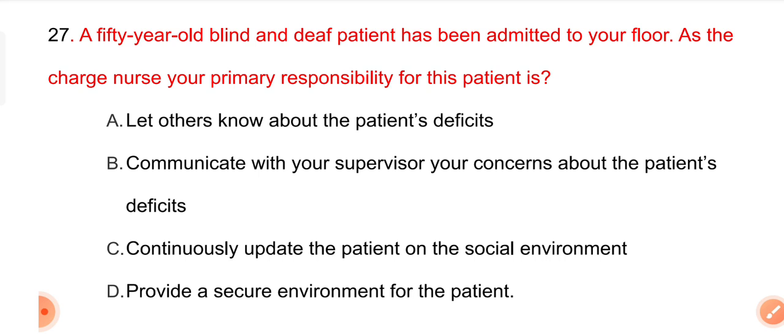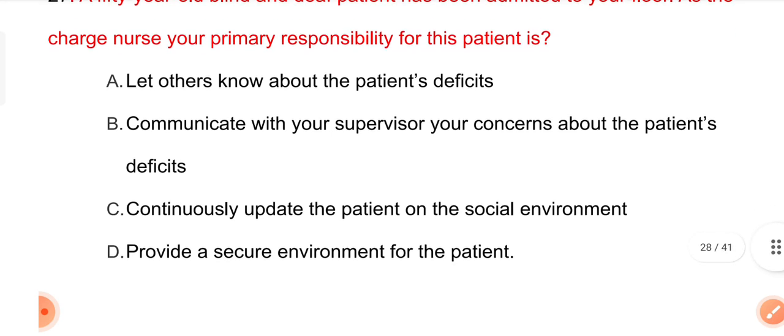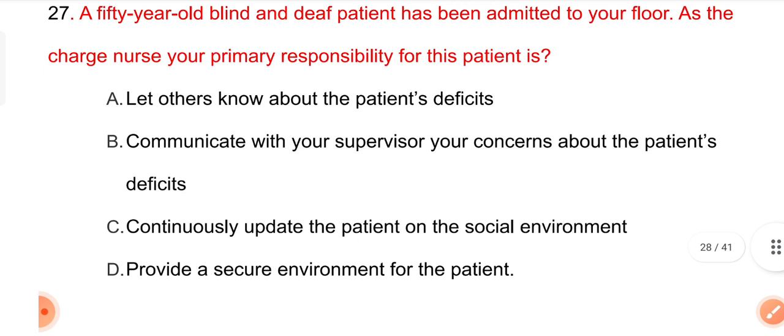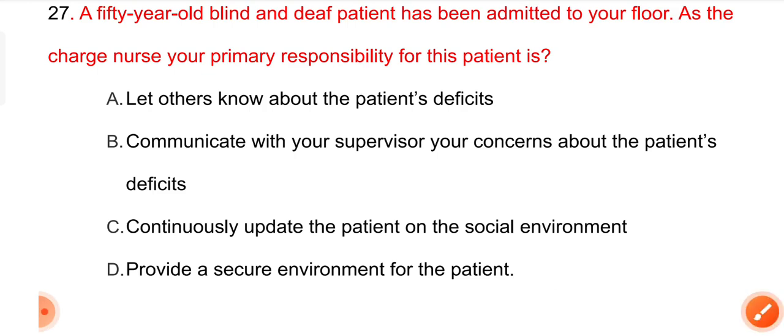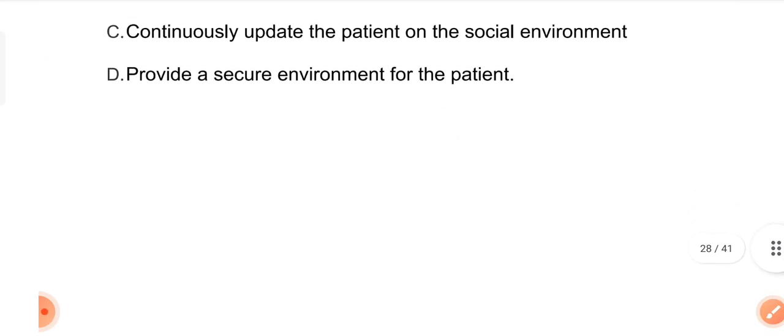The options are, option A, let others know about the patient's defects. Option B, communicate with your supervisor your concern about the patient's defects. Option C, continuously update the patient on the social environment. Option D, provide a secure environment for the patient. The right option is option D. We need to provide a secure environment for the patient from external injuries.